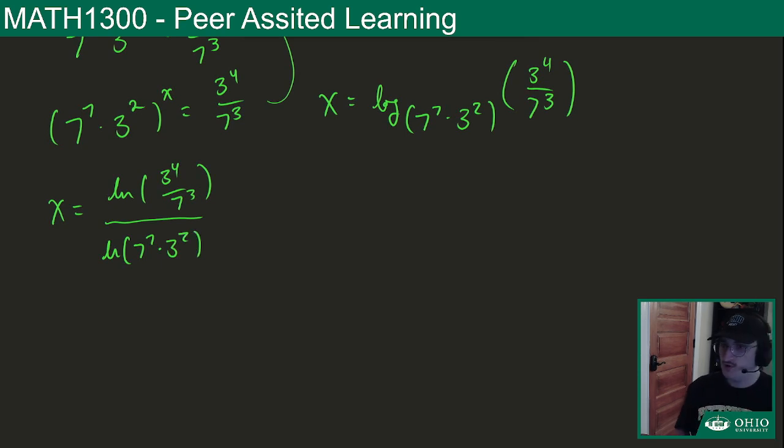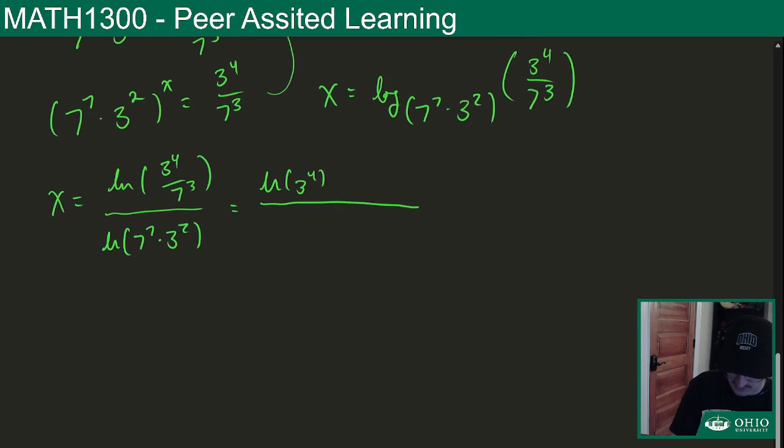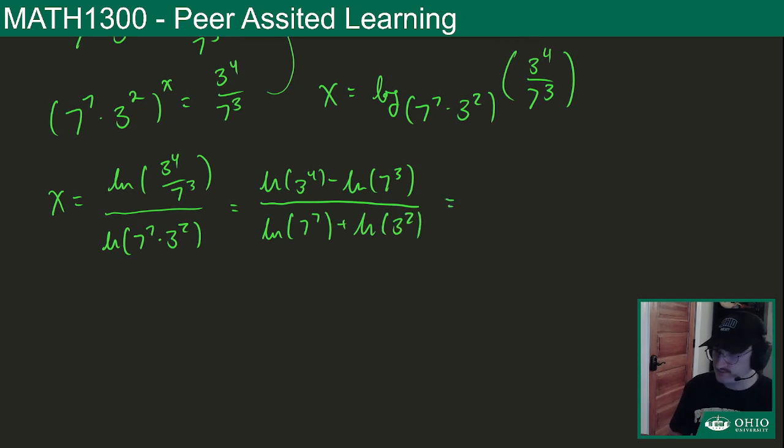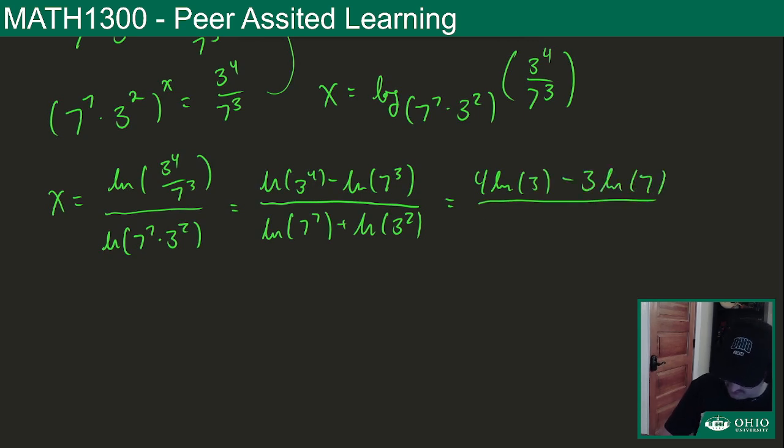And at this point, we're just going to use logarithm rules to expand this expression. So in the top, I have a division. That turns into subtraction. So I get natural log of 3 to the 4th minus natural log 7 to the 3rd. On the bottom, I get natural log 7 to the 7th plus natural log 3 to the 2. Now I'm just applying power rules. Now I get 4 natural log 3 minus 3 natural log 7 over 7 natural log 7 plus 2 natural log 3.